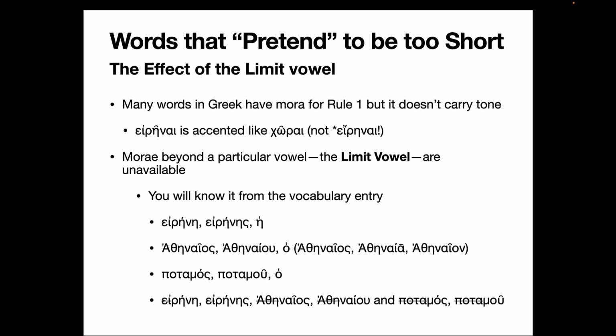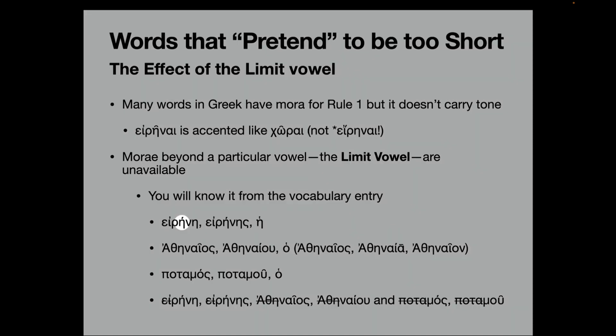Now, how do you know when a noun has a limit vowel? Well, you're always going to know it from its vocabulary entry. And you can always find it by looking at the first form in the vocabulary entry. Whatever vowel is carrying the accent, whatever vowel has a mora inside of it that is carrying the tone, that is the limit vowel.